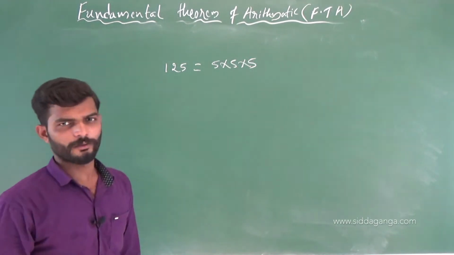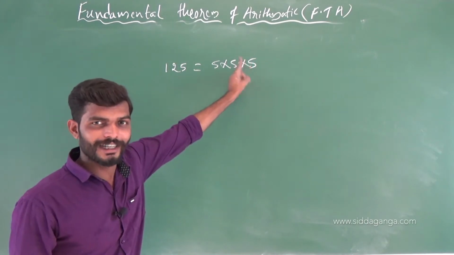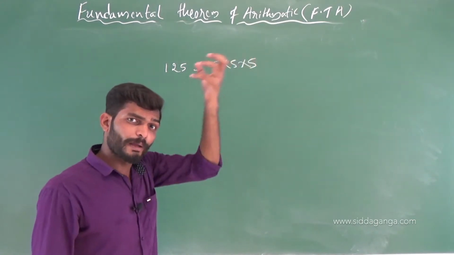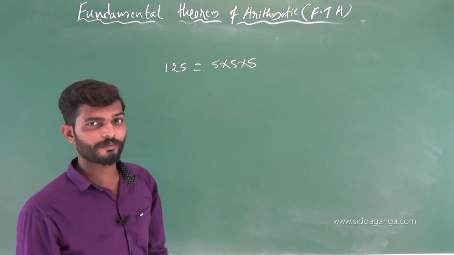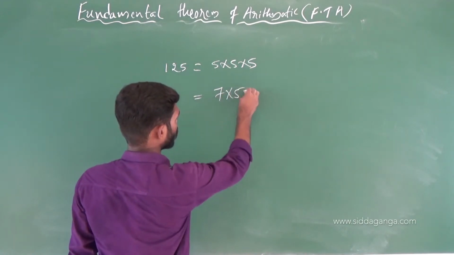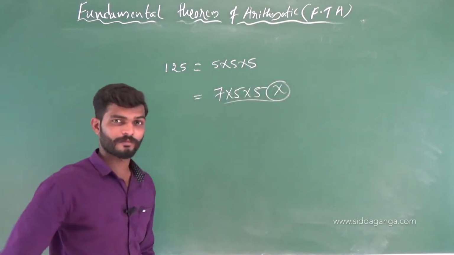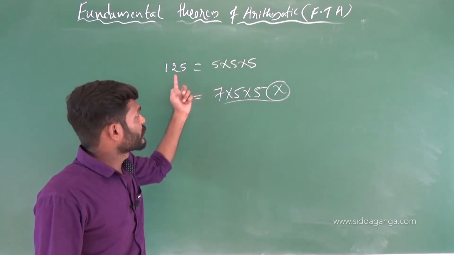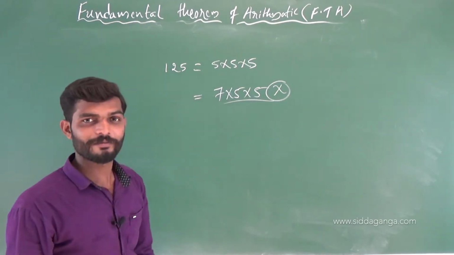5 into 5 into 5 gives you 125. Prime factorization, product of only prime numbers, right? Now tell me, can I bring any other prime number in place of this 5 such that I can make out 125? No chance. These are the only prime numbers that I can make use of to make this 125. No other prime number can help me here to make 125.